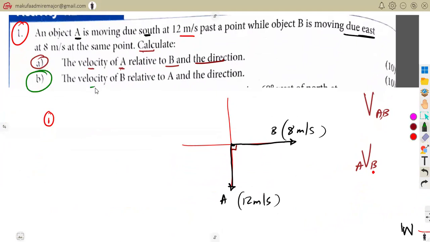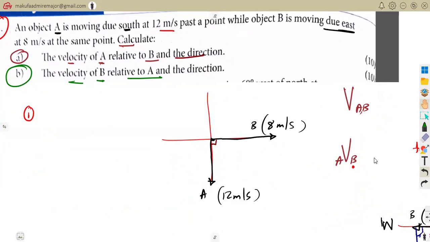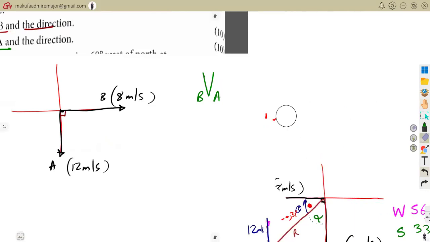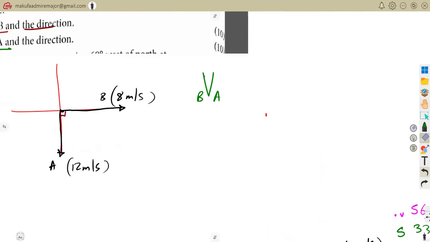Then the velocity of B relative to A. This time, what is happening? This time around, we are turning A and adding B. So that is B with respect to A. We are going to turn A and add to B. So the diagram is going to change. The one that we were having here is going to change. Let me just see the sketch, then we try to have another question because of time. Yes, sir.